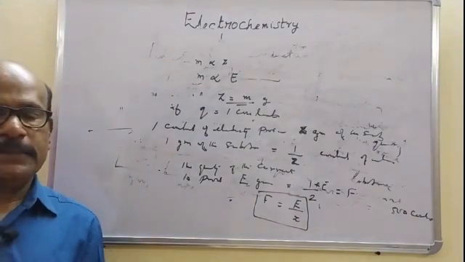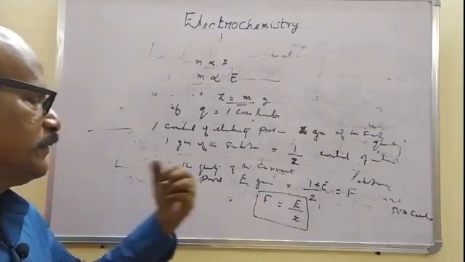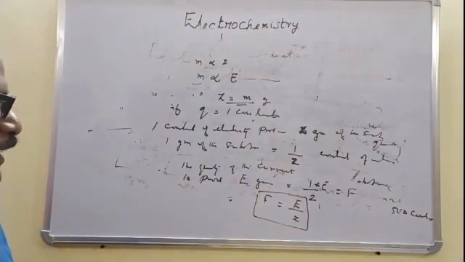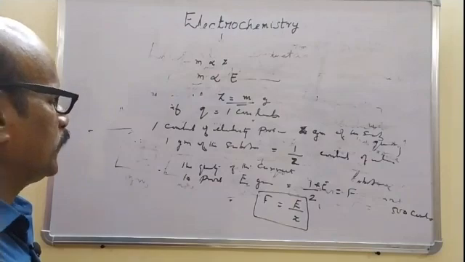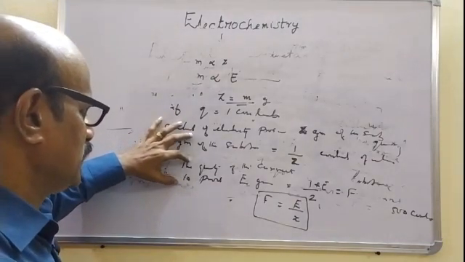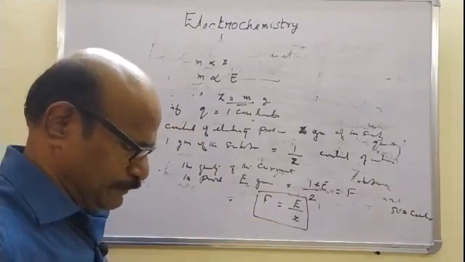So what is Faraday? Faraday is E by Z. That is how we got the definition. Faraday is the amount of current required to produce 1 gram equivalent of any material. The quantity of current required to produce E gram of the substance is 1 by Z into E, that is equal to F.